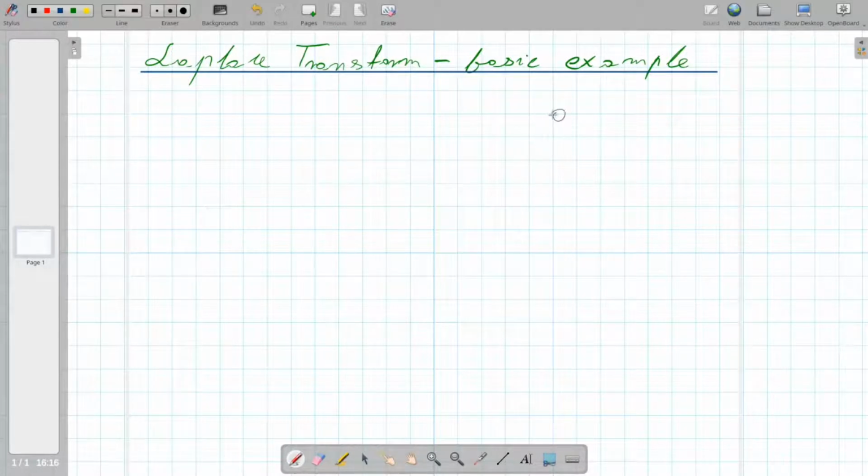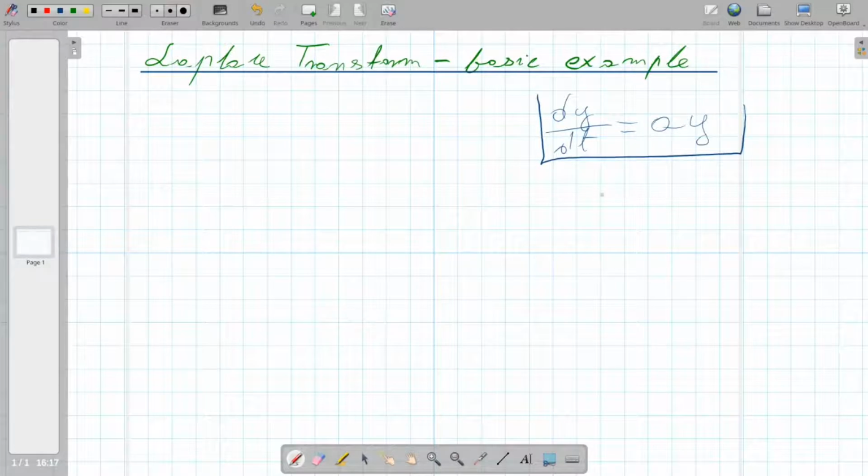Okay, so the differential equation is dy over dt equal to a times y. It's the simplest differential equation ever. We have the derivative of a function which is proportional to the function itself, with proportionality constant a. And now we would like to use a Laplace transform to solve this equation.